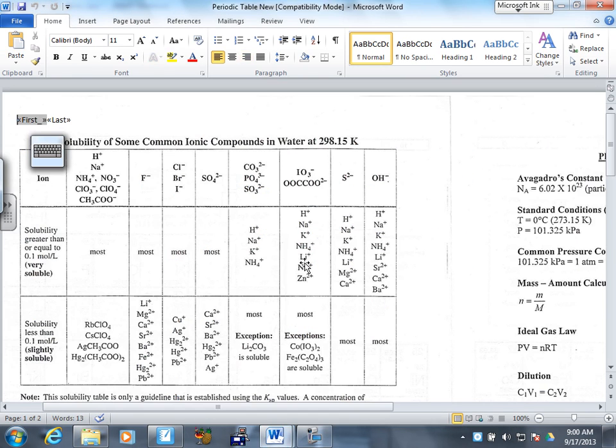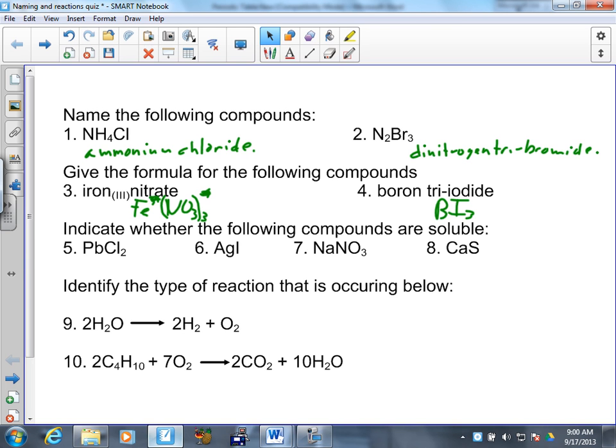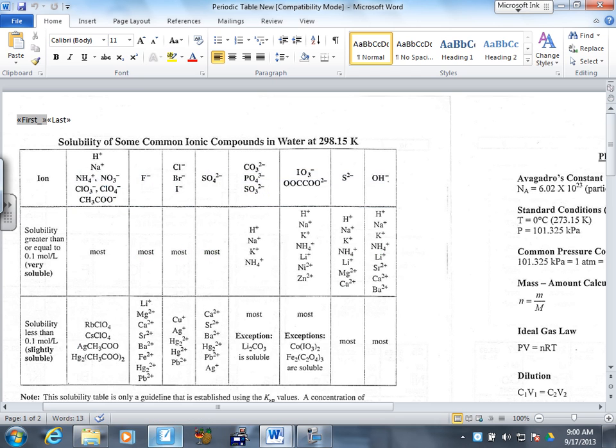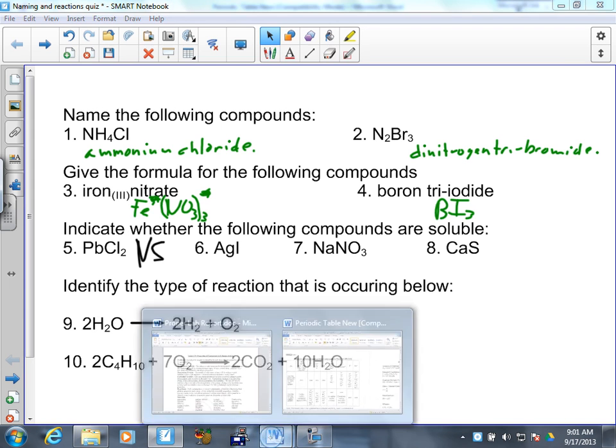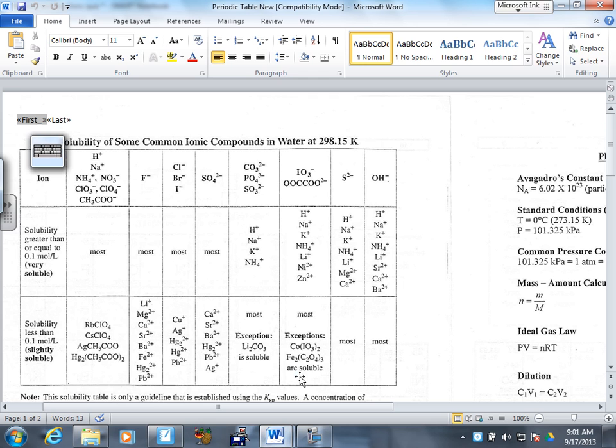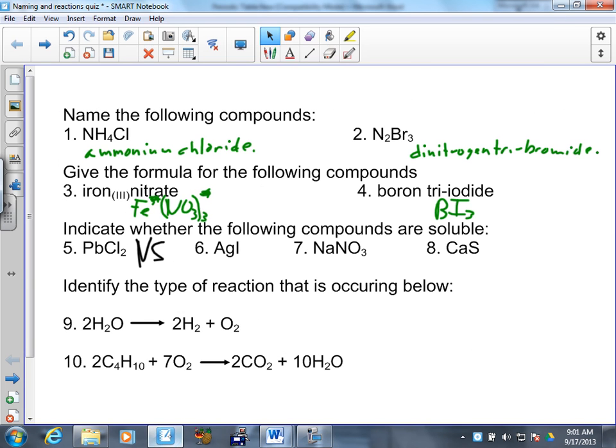Okay, so our first one is lead 2 chloride. All right, so we look on here, we find chloride, we go down, it says soluble with most things, but not with lead 2 plus. So that one should have an NS beside it. Okay, not soluble. If they wrote precipitate or something beside it, that's fine too. All right, for our next one, silver iodide. So we look up on our solubility chart. Here's iodide, same column, soluble with most things, not with silver. So that one is also not soluble. So we should have NS beside that.